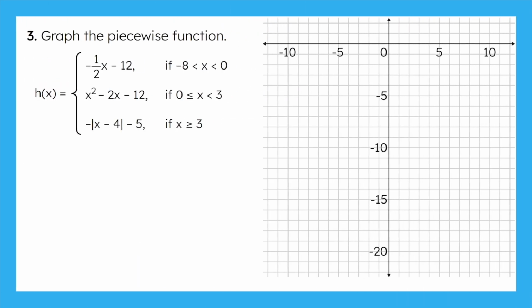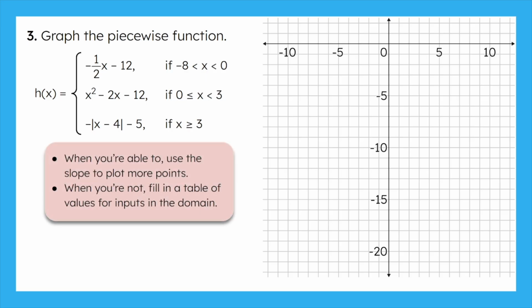Go ahead and try one more using whichever method you'd prefer. When you're able to, use the slope of the subfunction to plot your points, and when you're not, fill in a table of values for inputs in the domain. Pause here while you work, and come back to check your graph.